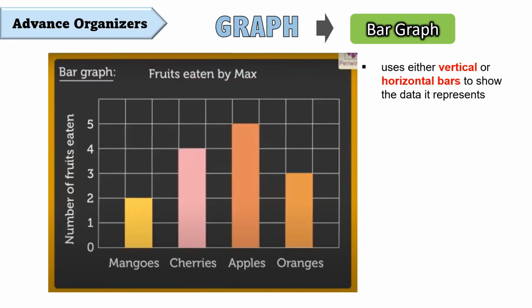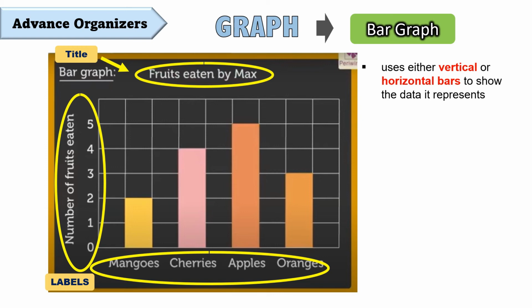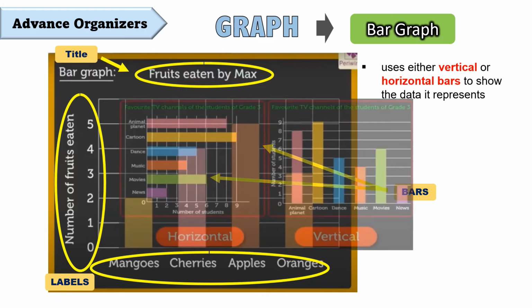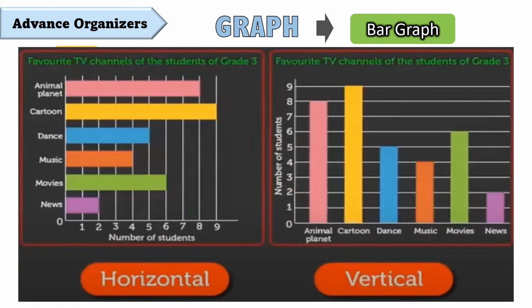Meanwhile, here are the parts of a bar graph. Title. The title tells us what the graph is about. Labels. The labels tell us what kinds of facts are listed. Bars. The bars show the facts. In addition, the bars can be either horizontal or vertical.